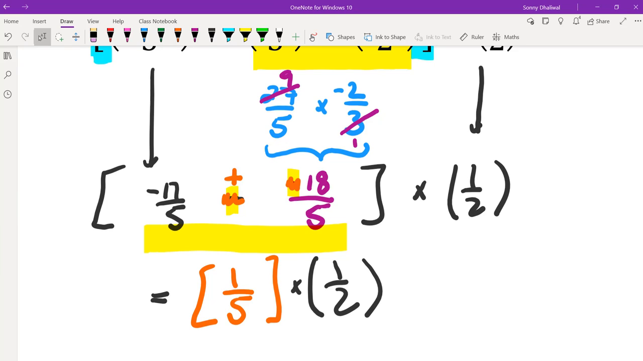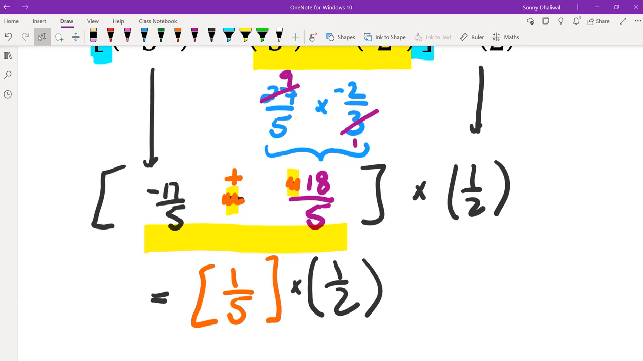Okay. Now what do we do? How do we multiply fractions? Where did you get the 1 over 5 from? What's negative 17 plus 18? Alright, it's the 1. Alright. So how do we multiply fractions? You have to find the common denominator. Nope. That's for adding and subtracting.